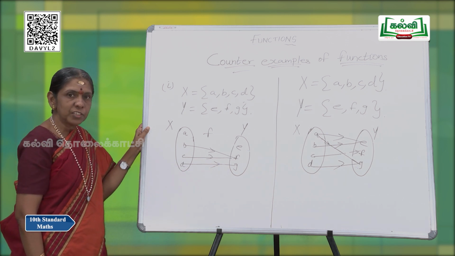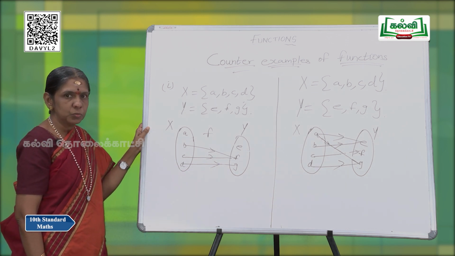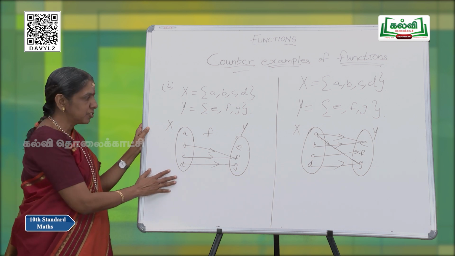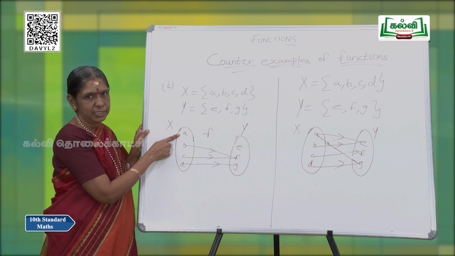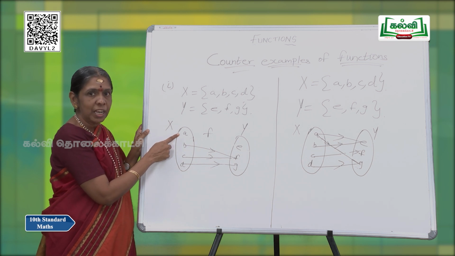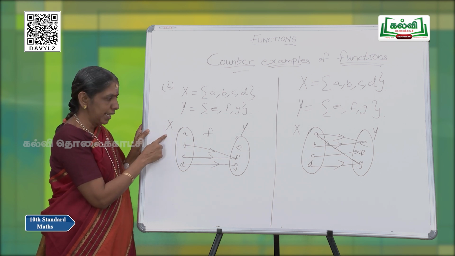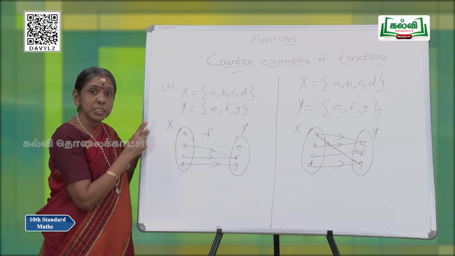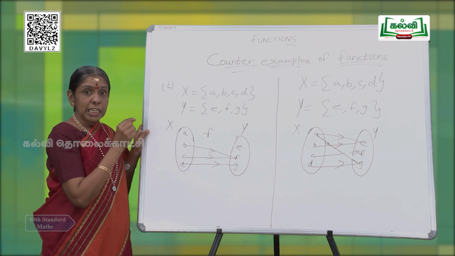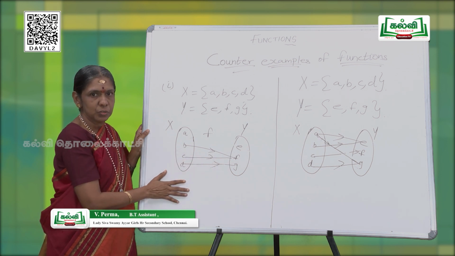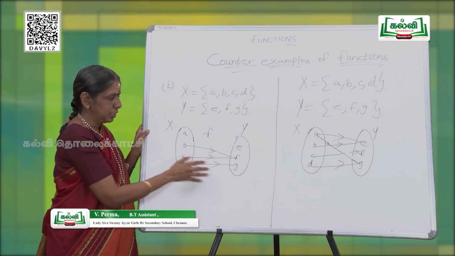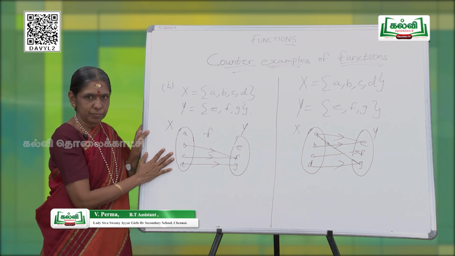Can you call this a function? No. Why can you not call it a function? Because the element a is not connected to the codomain. You have an element a in X which is not connected. What is the definition of a function? Each and every element of X should be connected with the codomain, with an image. So, this is not a function.